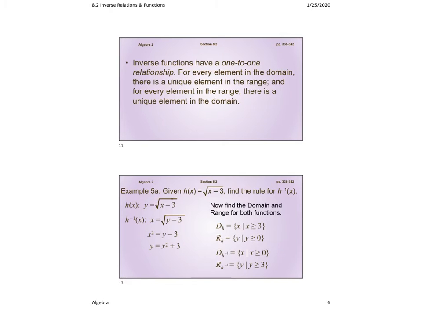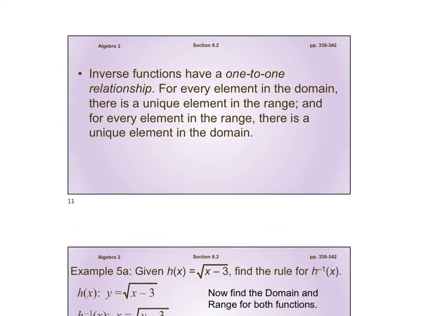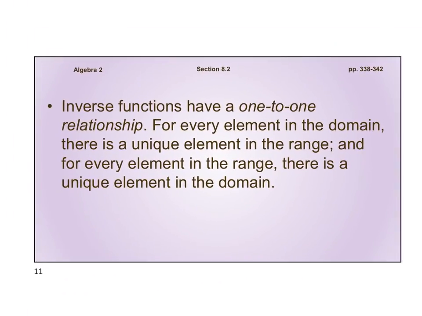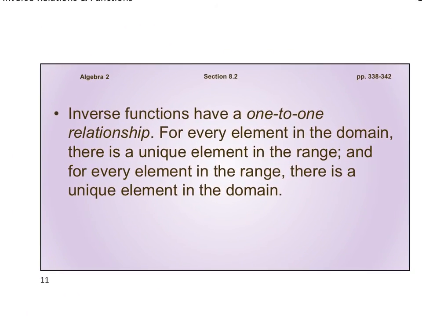So inverse functions have a one-to-one relationship. For every element in the domain, there is a unique element in the range. And for every element in the range, there's a unique element in the domain.